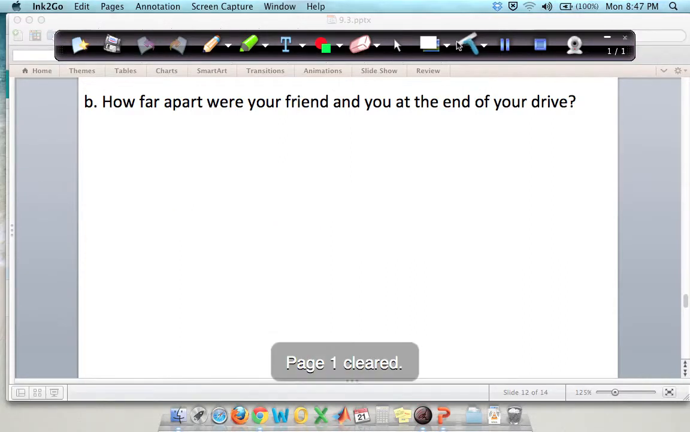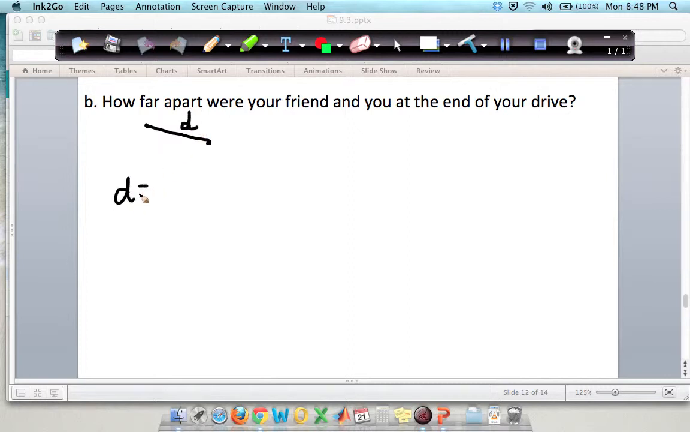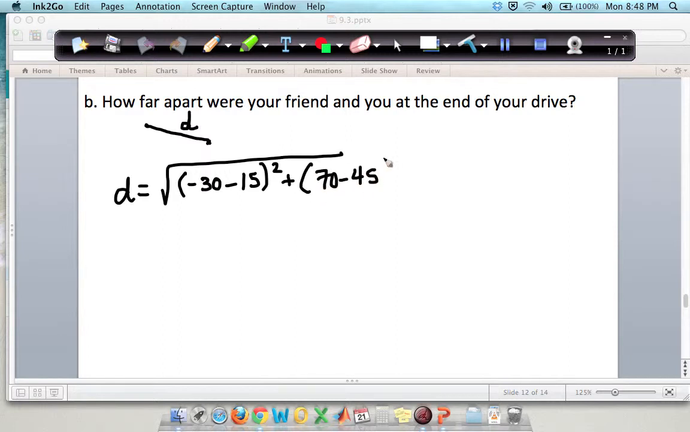Okay, so it says, how far apart were your friend and you at the end of your drive? So we need to use the distance formula to find that distance that we had. So remember, we had this point, and I want to know that distance between them. So using the distance formula, it says subtract your x values. So our x values were negative 30 and then minus 15 squared, plus subtract your y values, so 70 minus 45 squared.